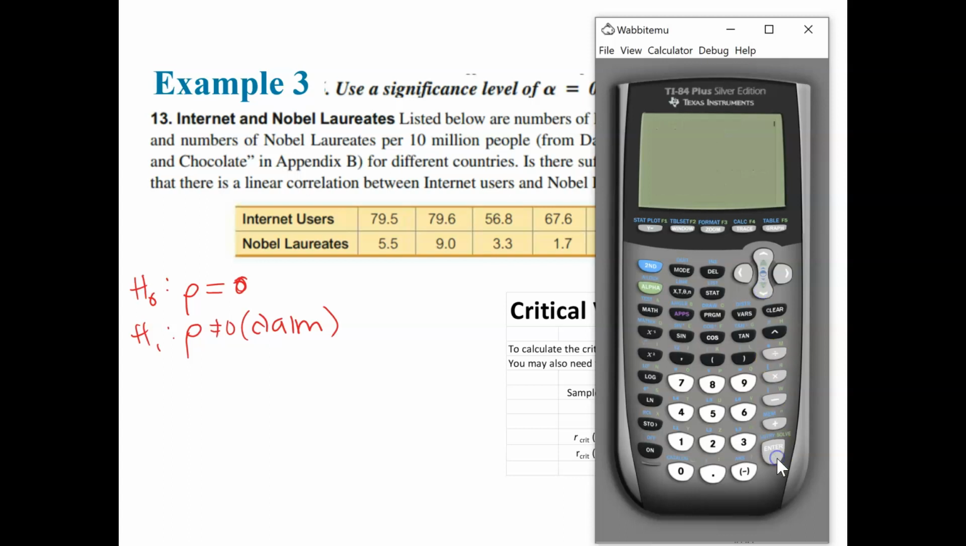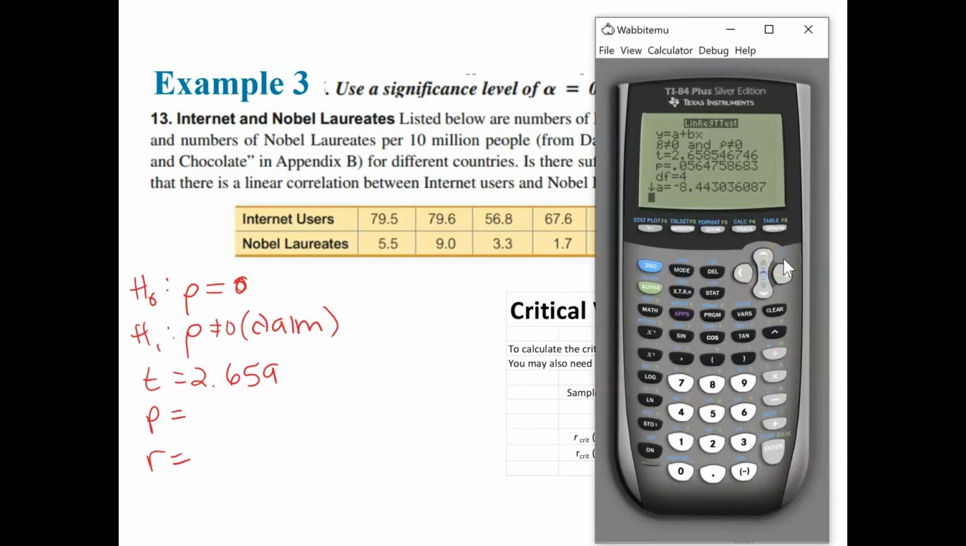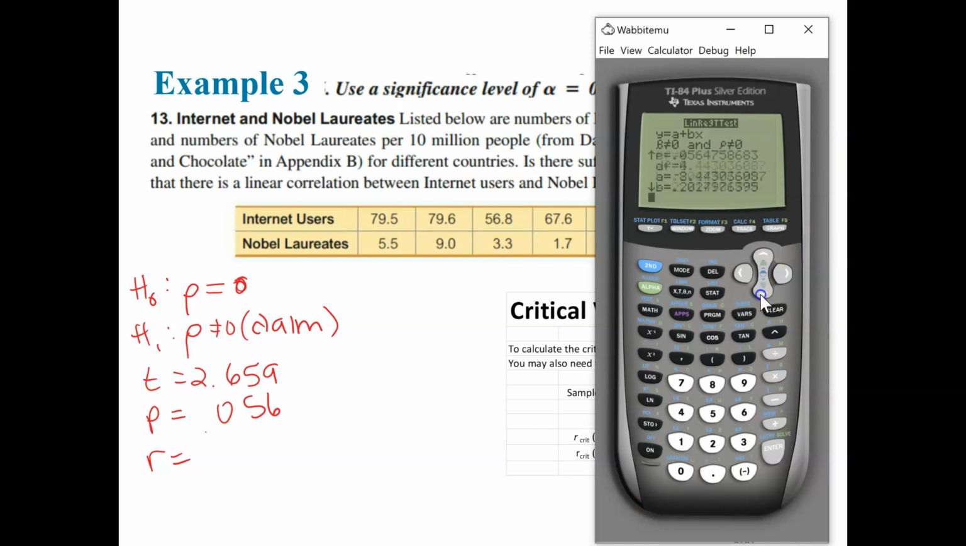not equal to for our null. All right, so we definitely need our T-test statistic here, 2.659. We need our p-value and we need our r. We don't really need the p-value, but that's fine. 0.056. We don't really need it because we're not actually using it, but it's always good to just be mindful of it. Our r is 0.799.